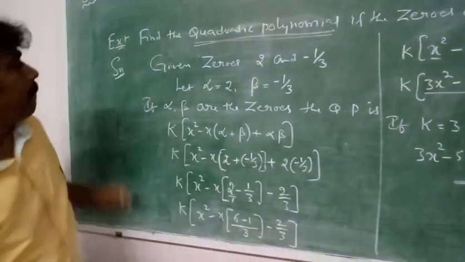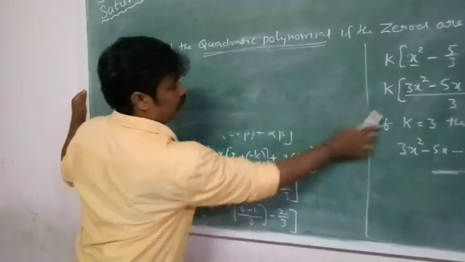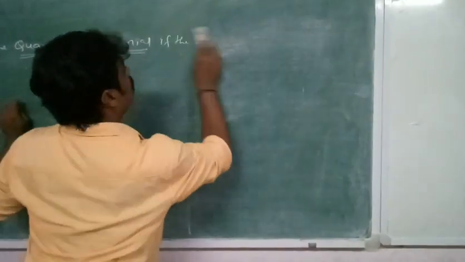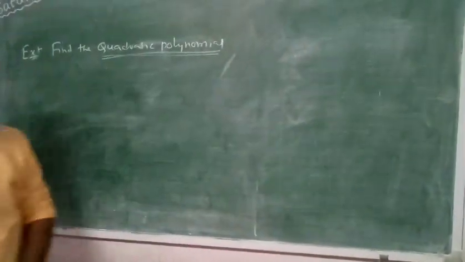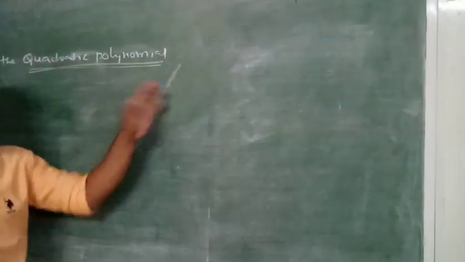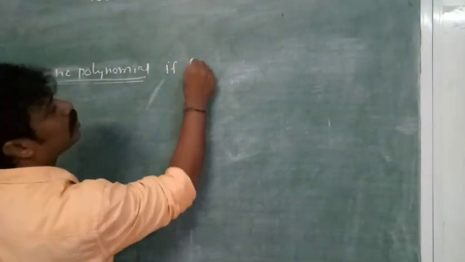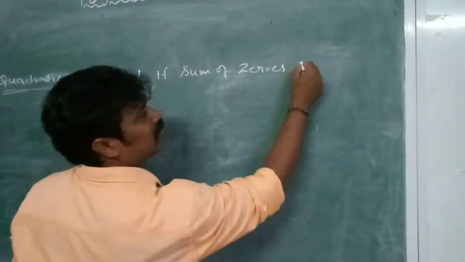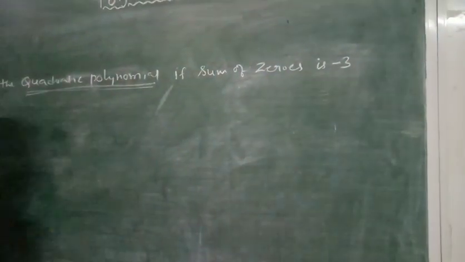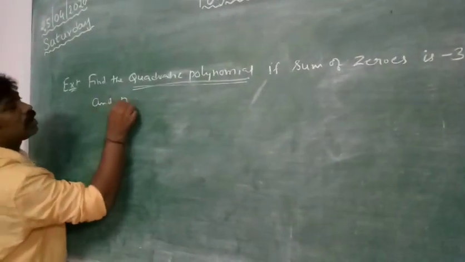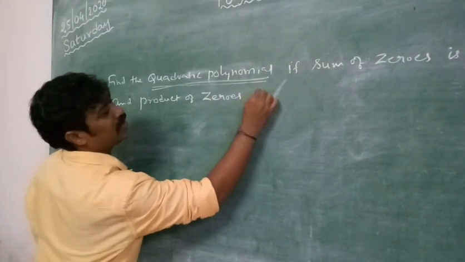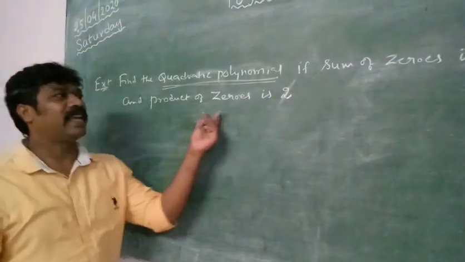Similarly, take another example. For that, they will give sum and product of the zeros. That is, we have to find the quadratic polynomial if sum of zeros is -3 and product of zeros is 2.